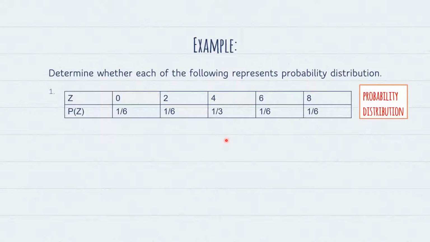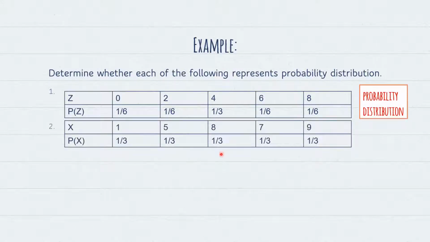Okay? Next. For our example number 2, we have x and p of x. The values of our x are 1, 5, 8, 7, and 9. For the corresponding probabilities of the x values, we have 1/3 for 1, 1/3 for 5, 1/3 for 8, 1/3 for 7, and 1/3 for 9. So, there is no 0, no 1, nothing greater than 1 or less than 0.